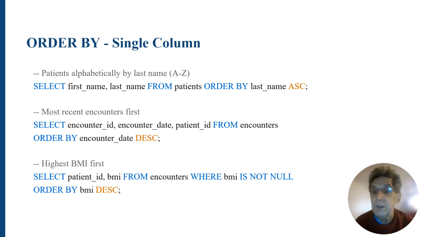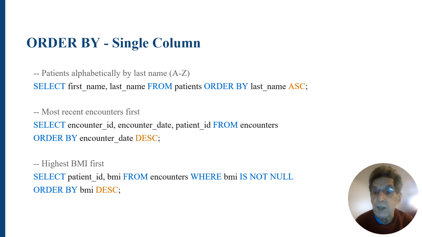Now let's look at some single column sorting examples. First, alphabetizing patients by last name. So order by last name. ASC gives you Adams before Baker before Chen. Since ASC is the default, you could also just write order by last name.